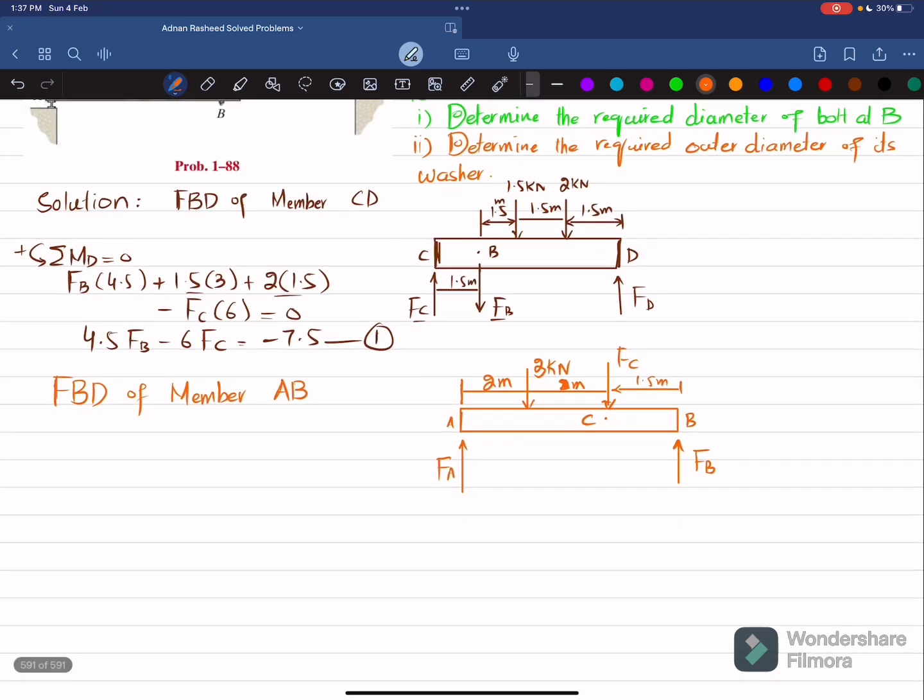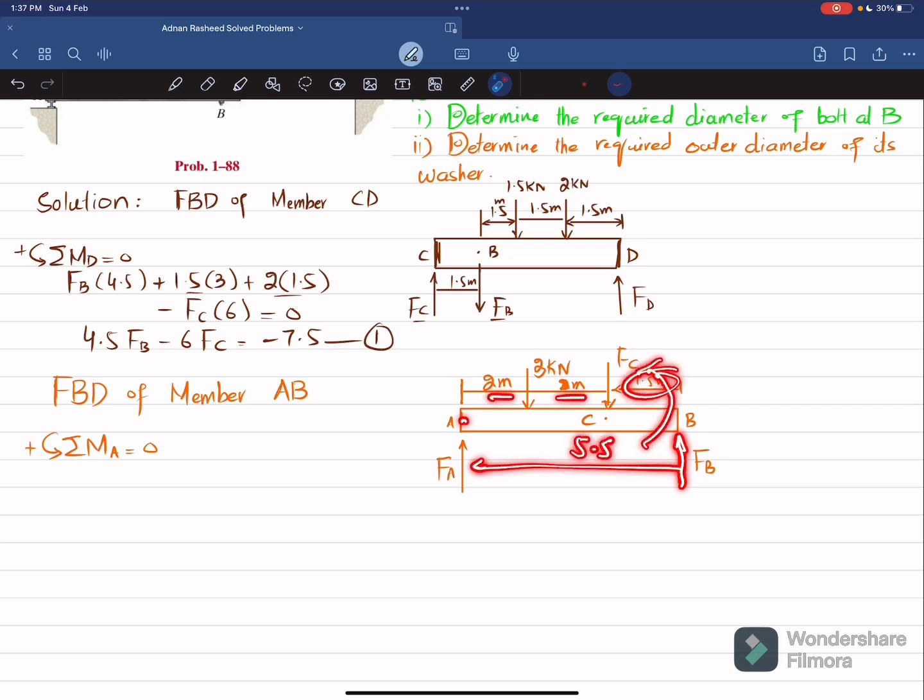So the equation of equilibrium which we will apply is sum of all moments about point A is equal to 0, taking the counterclockwise moment as positive. So about point A, one moment is produced due to this FB and perpendicular distance is 2 plus 2 plus 1.5 is 5.5, and this is producing counterclockwise moment, so it will be positive. So I will write FB into 5.5.